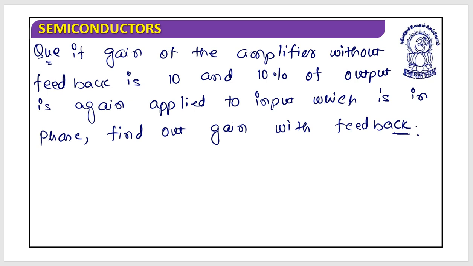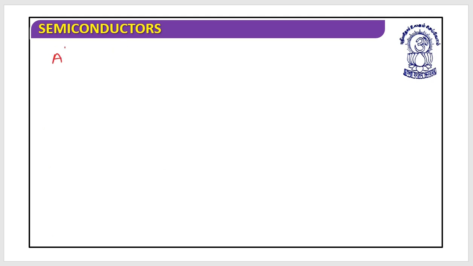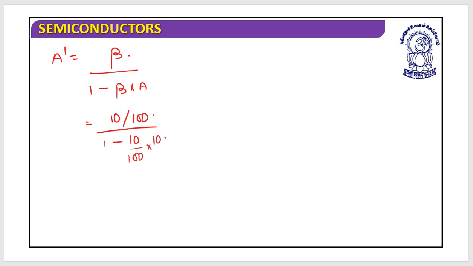As they said that it is in phase, that means they are talking about the positive feedback amplifier. The beta is given, it's 10 percentage, that means 10 by 100, and the gain of the amplifier is given, which is 10, and I have been asked to find A dash. So A dash equals beta divided by 1 minus beta into A. This equals 10 by 100 divided by 1 minus 10 by 100 into 10.